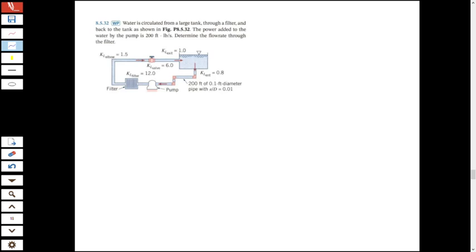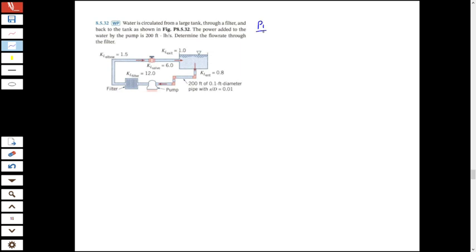Okay, this problem is one of the examples where we're going to need an iterative process to come to our answer. So let's just dive right in. We have this system here. They give us several loss coefficients of this looped type of system. And from here, let's write out the Bernoulli's.